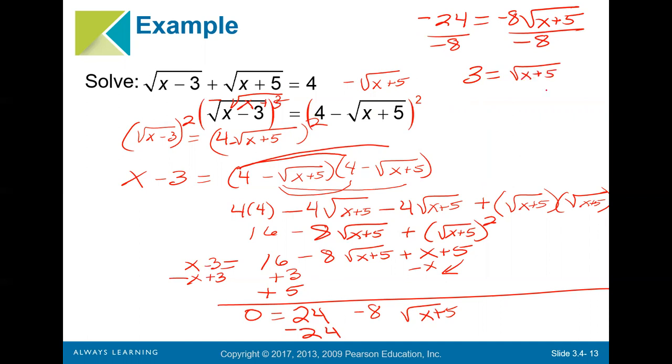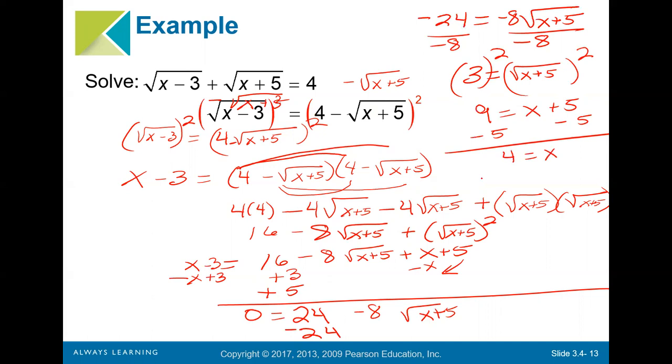Now let's undo this root. In order to undo the root, let's raise both sides to the square. 3 squared is 9, equal to x plus 5. Let's subtract the 5 from both sides. And now I have 9 minus 5 is 4, so 4 equals x.